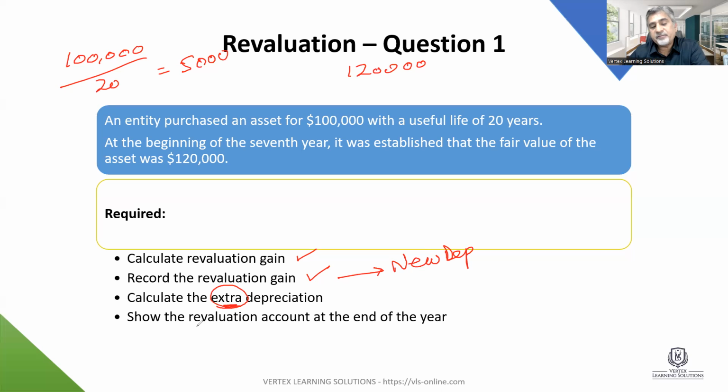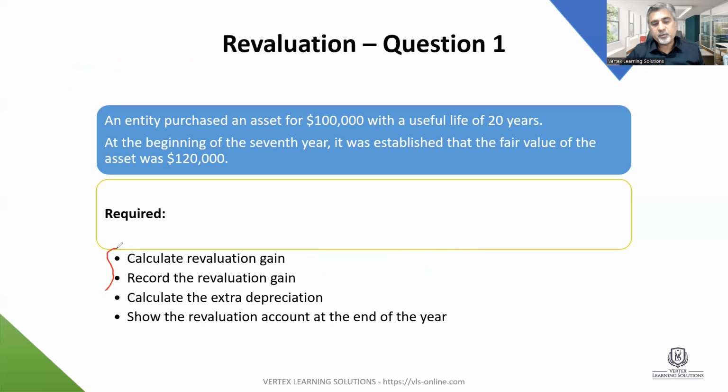And finally, you have to show the revaluation account at the end of the year. So these are the 4 things. Now, if you go to the exam, it is quite possible they ask you only this thing, calculate revaluation gain. That's all. 2-mark question. Or they may ask you to calculate extra depreciation. 2-mark question. Or they may ask you to show the revaluation gain account at the end of the year. Only one thing. They don't ask all of this. They will only ask one.